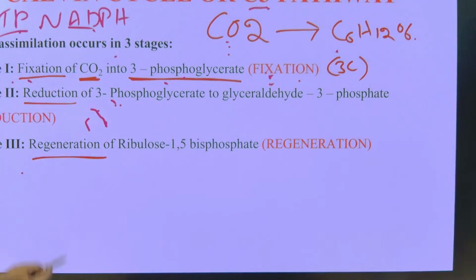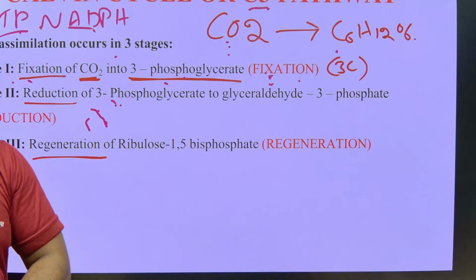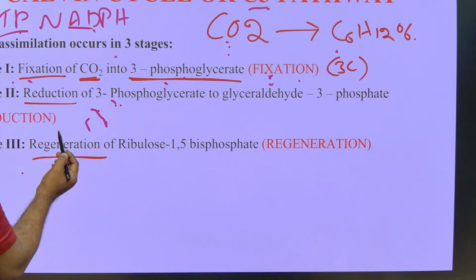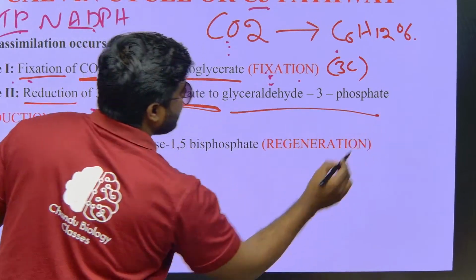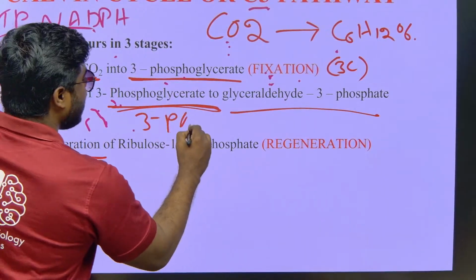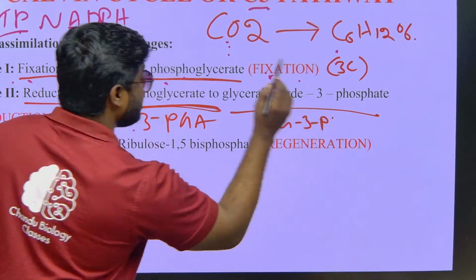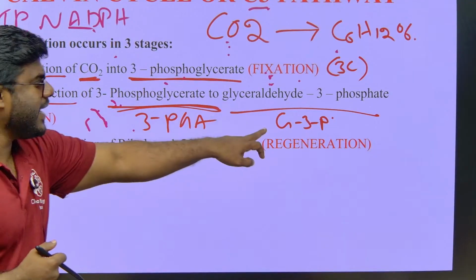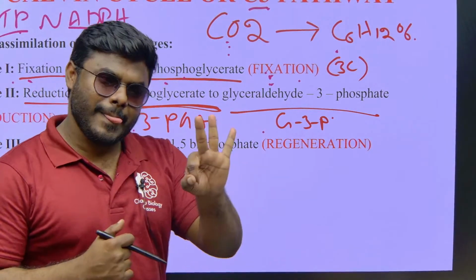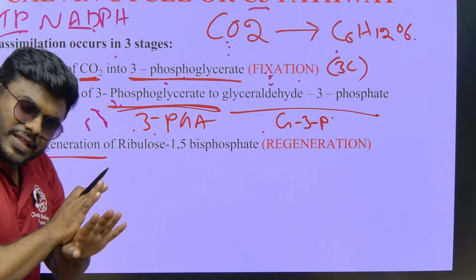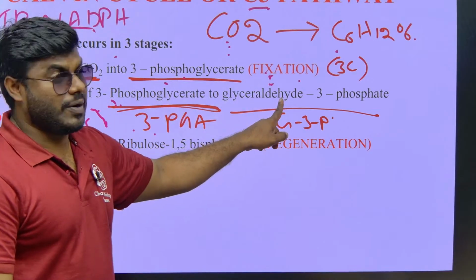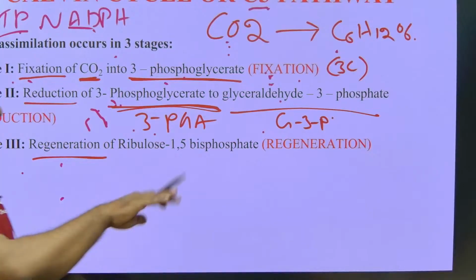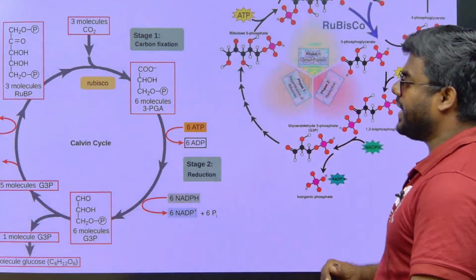Now look at the next point. What is called reduction? We are reducing one form to another form. In the reduction, we reduce 3-phosphoglycerate, in simple words 3-PGA, into G3P. You got the point? G3P is how many carbons? 3 carbons. 3-PGA is also 3 carbons. There is no change in the carbon number. It is just reduced from one form to another form. Finally is regeneration. We'll discuss it elaborately, then you automatically get an idea.